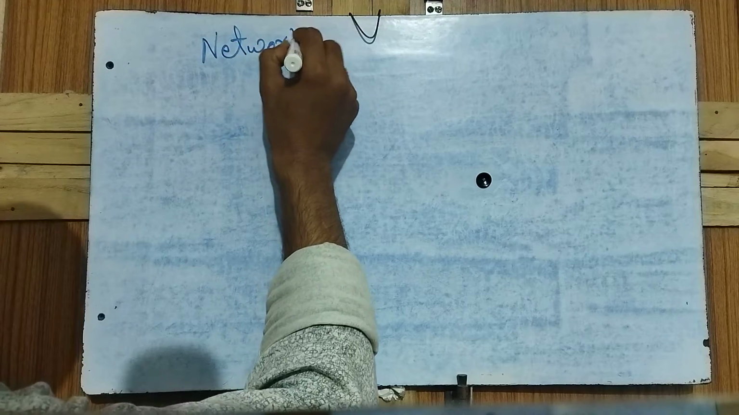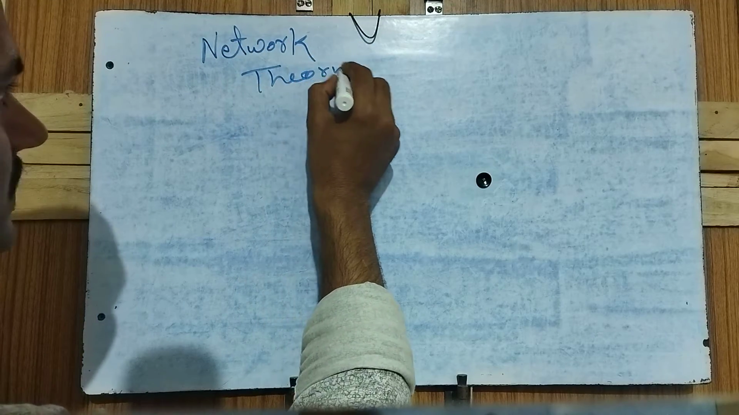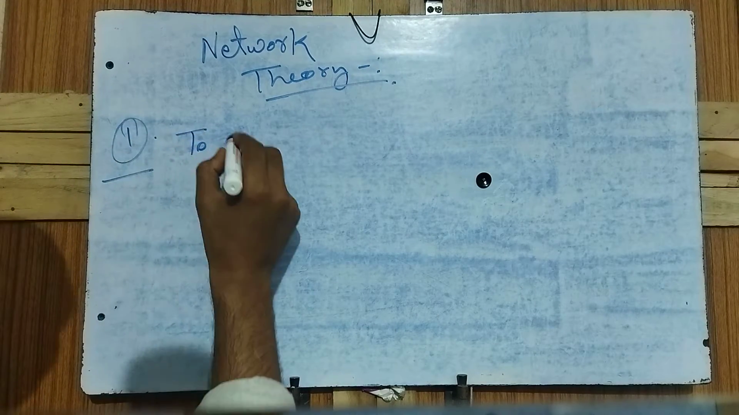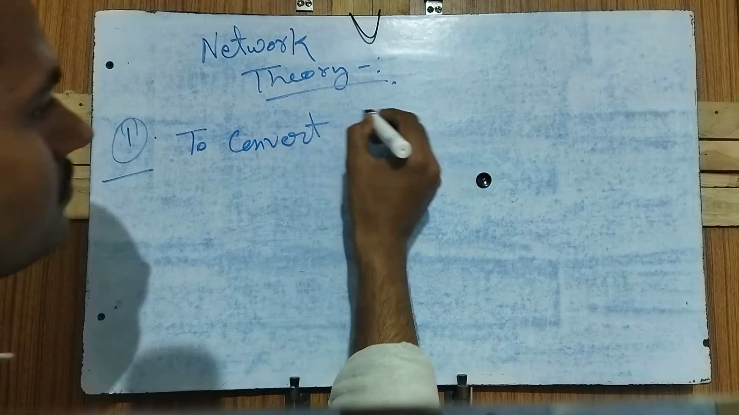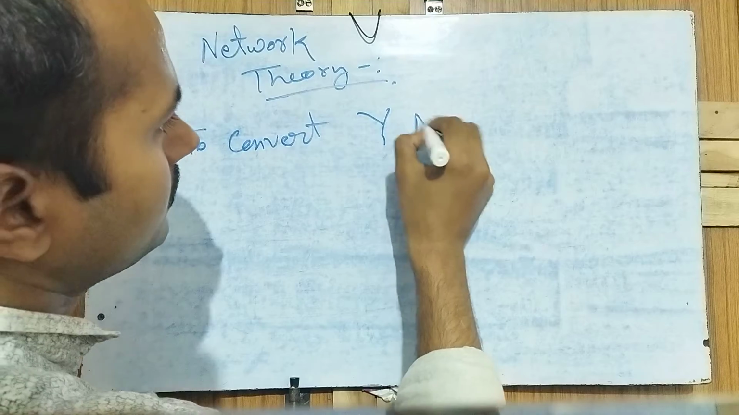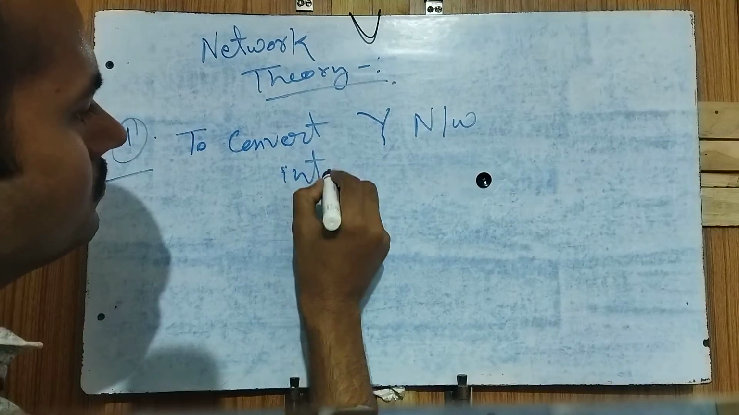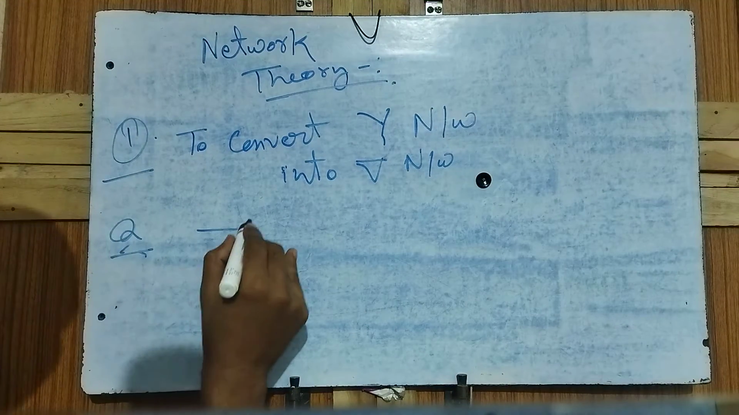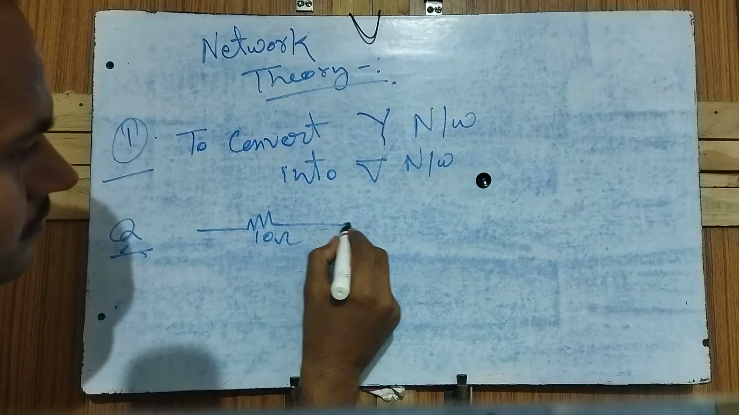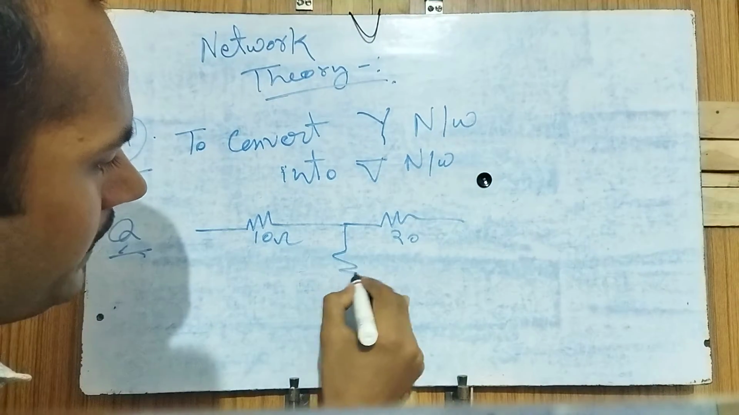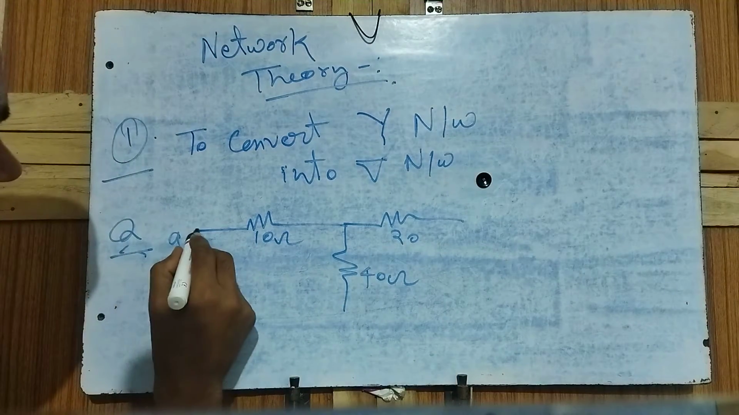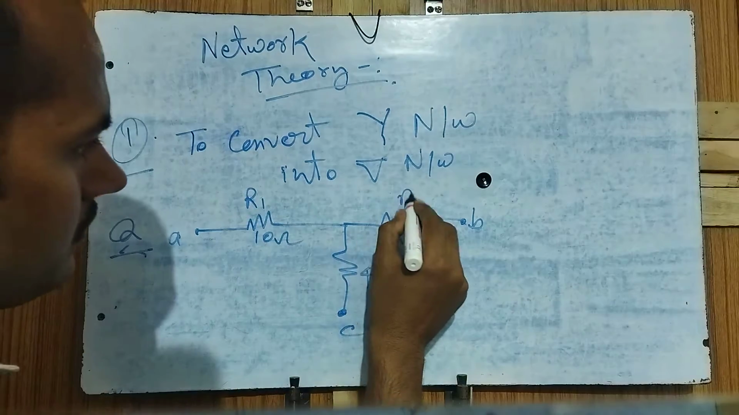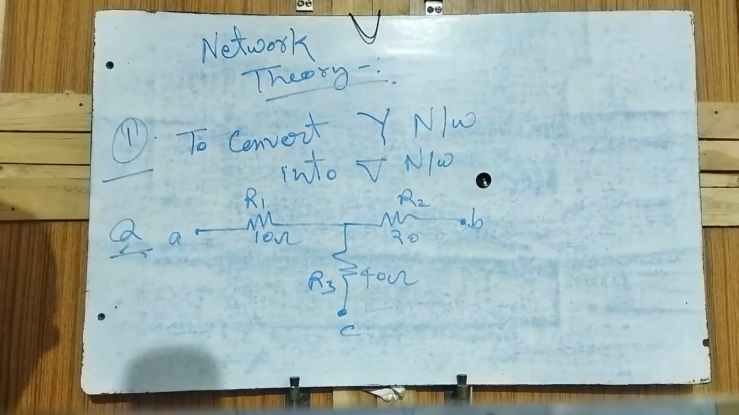Network theory basics. The first question is to convert a Y network into a delta network. The question gives resistors of 10 ohm, 20 ohm and 40 ohm at points A, B and C. Let this be R1, this be R2, this be R3.